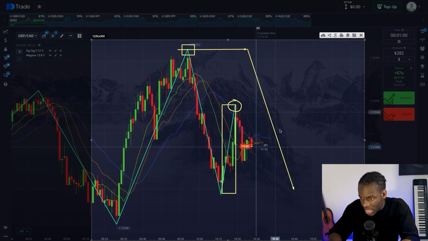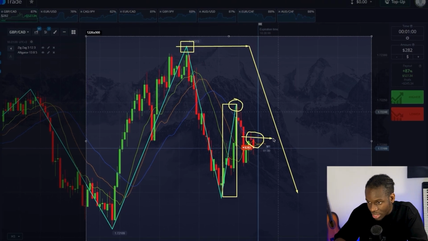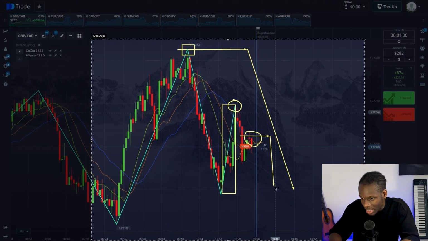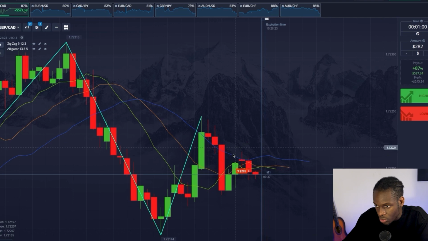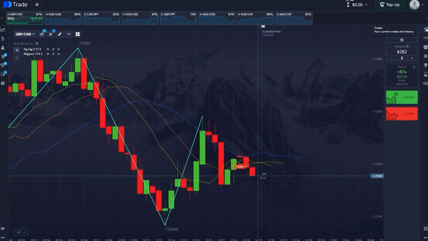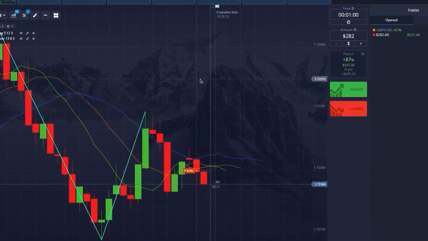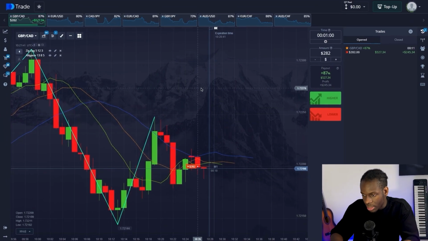We can also see if we zoom in a bit closer that the alligator lines have also crossed, which is also signaling a downtrend. And that's the reason we took this trade, guys. So let's see how it goes. About 10 seconds left, guys.